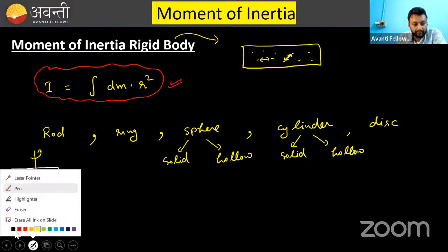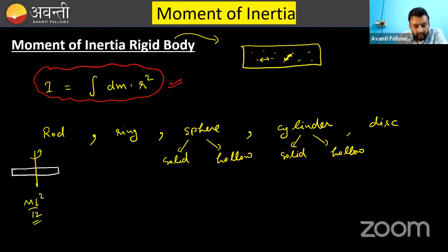Now next is ring. Ring is this one. This is our ring, which has a mass m, radius r. The moment of inertia about which axis? Passing through the center and perpendicular to its plane. Whenever I draw a cross line, that means the axis is going perpendicular to the plane. From which point? From the center. The moment of inertia is mr square.